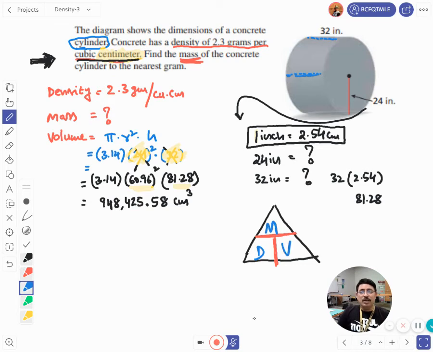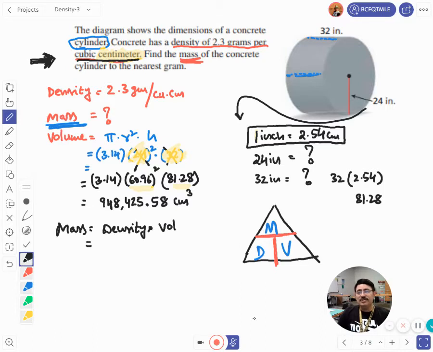Well, we are looking to find mass. Therefore, I told you to take your thumb and put it on the magic triangle and cover the M. So when M is covered, D and V are side by side. That means density times volume. Again, I'm repeating, mass equals density times volume.